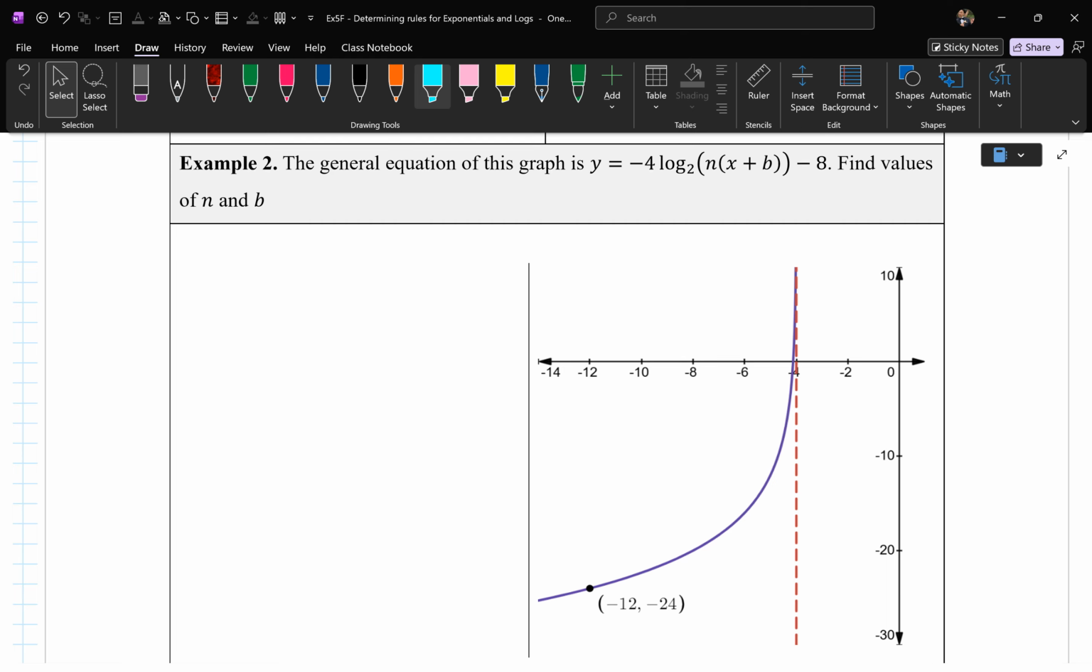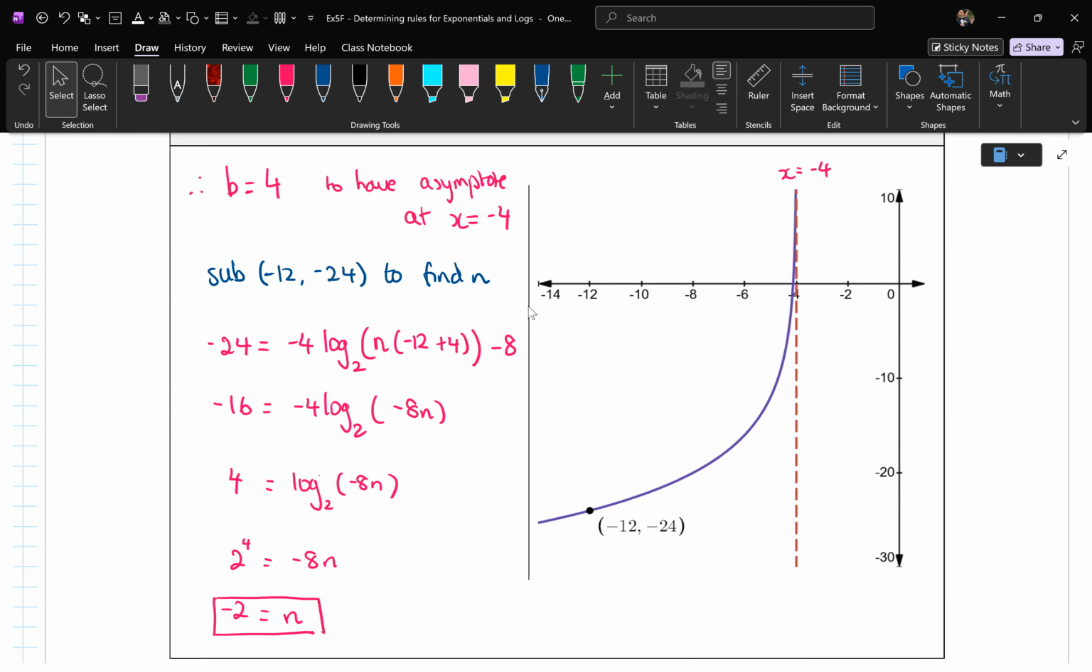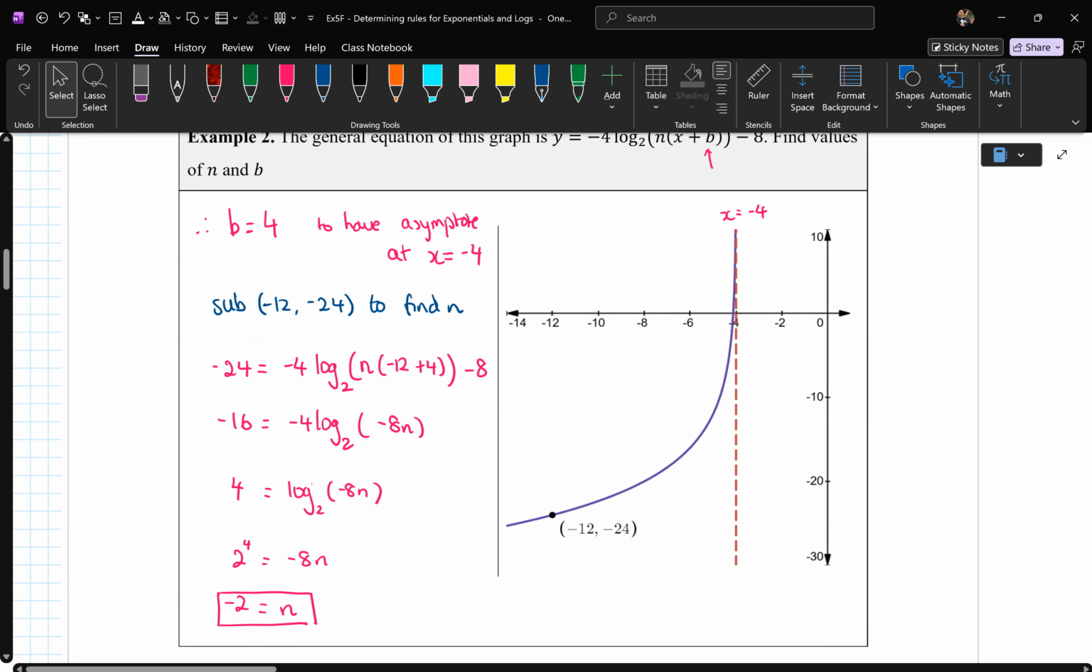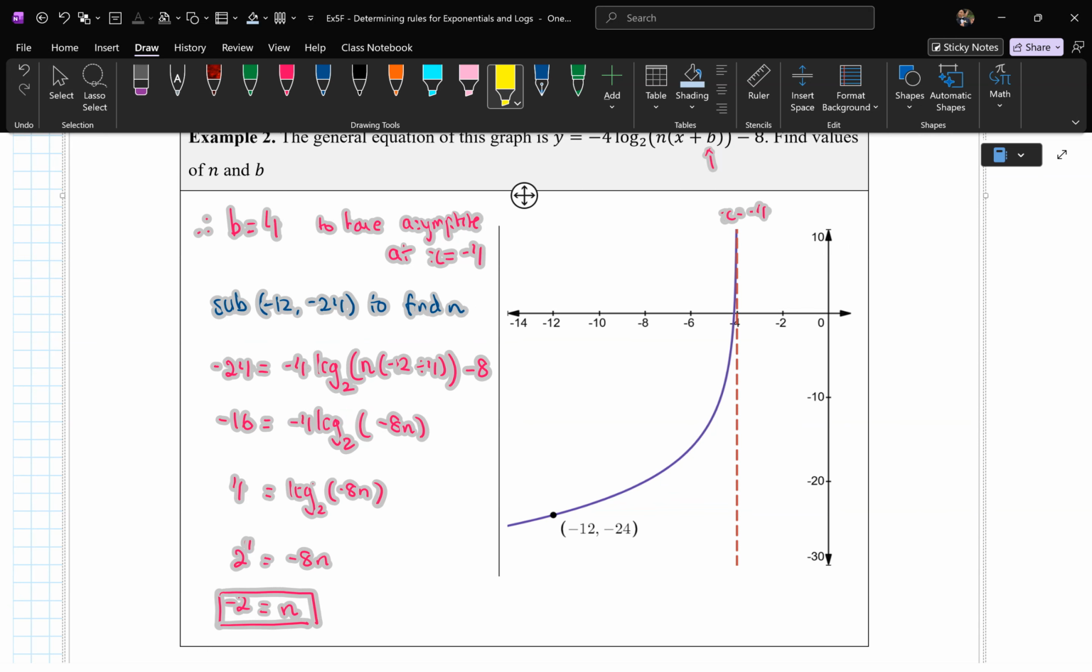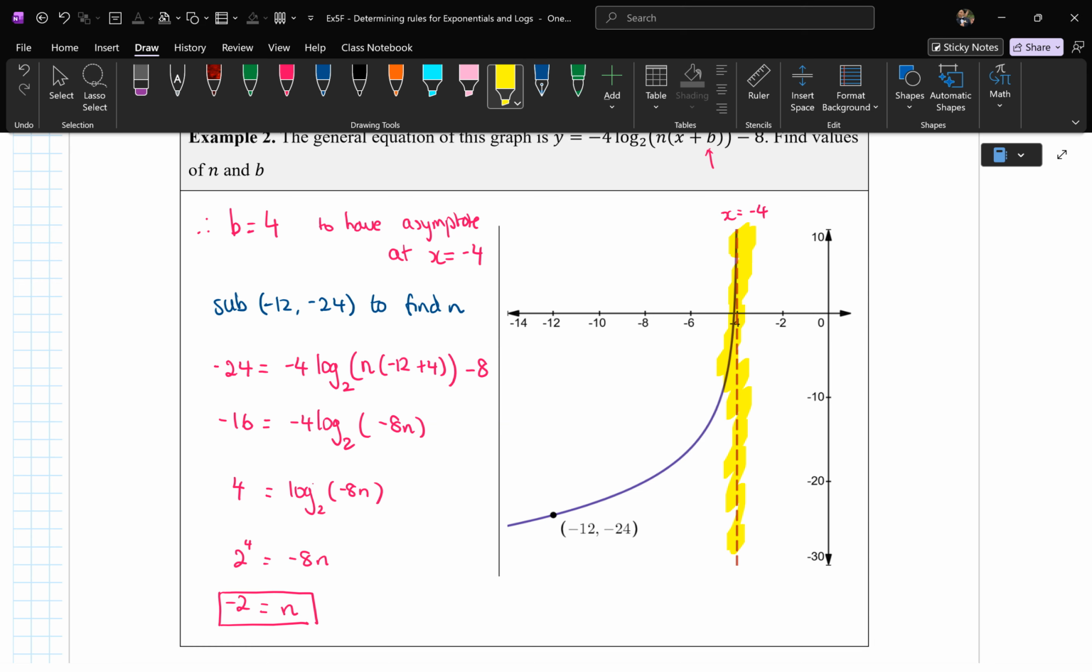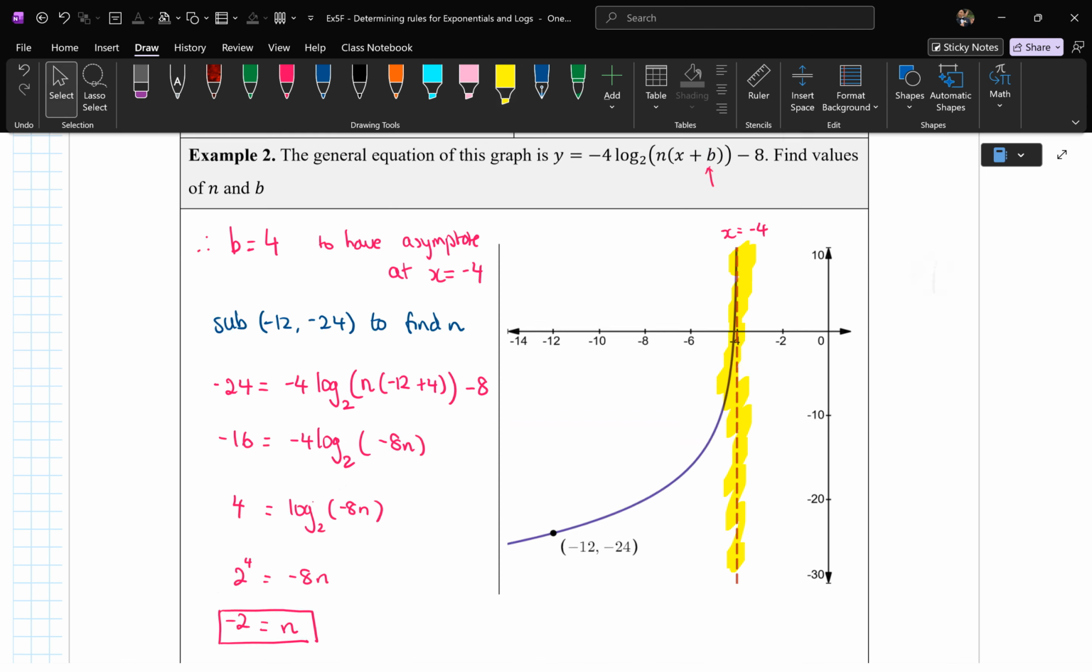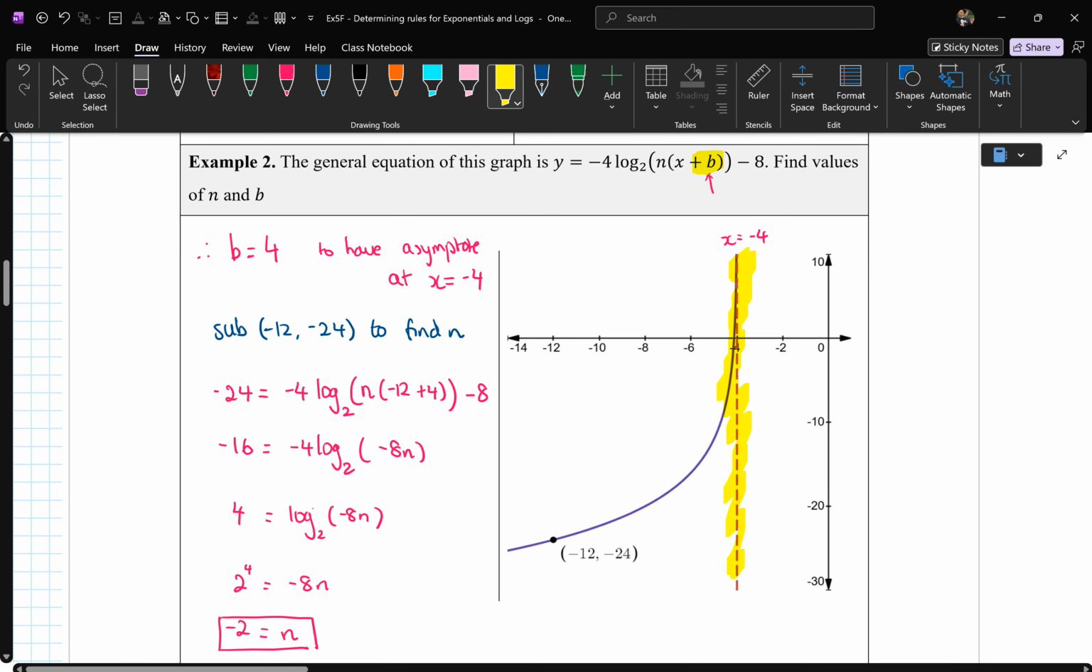I'm going to pause the video. I'm going to give you, how long? This should take you maybe 3 minutes or less to solve for N and B. I'm going to pause the video. So, answers. Starting off with the asymptote, that's the first property. The only way a log graph has an asymptote at x equals -4 is you have to move it left or right. In this case, at -4, you have to move left. The only way to move left means B has to be +4.